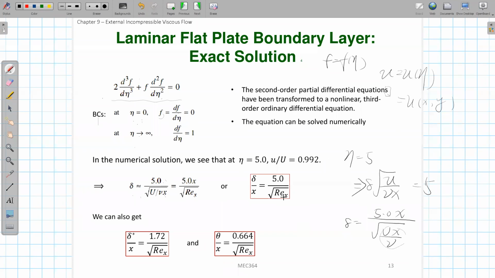Remember the definition of Reynolds x equals rho u x over mu, and rho over mu gives you the dynamic viscosity. You can also write this as u x over nu. Remember in this Reynolds number definition, you have one x here. So the square root of Reynolds number x is proportional to the square root of x, and also on the top you have another x. So at the end, this is telling you your delta is on the order of x to the power of 1 over 2.